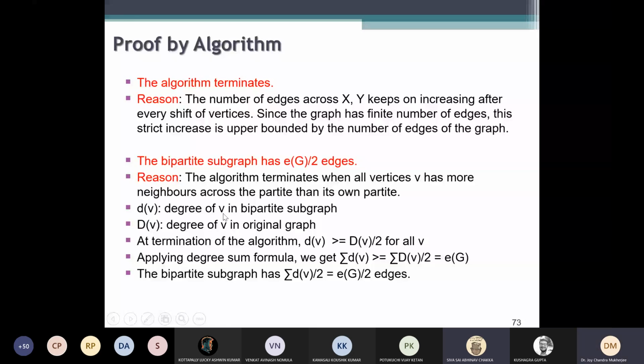In the bipartite subgraph that I got after the algorithm, every vertex has degree d_v, and capital D_v gives the degree of V in the original graph G. Now at termination of the algorithm, for all vertices V, we know that d_v is greater than or equal to D_v/2. Okay, why is it true? Because it says that the number of edges across the partite is greater than or equal to the number of edges in its own partite. So this will happen at the termination of the algorithm.